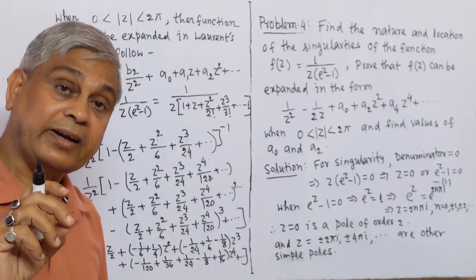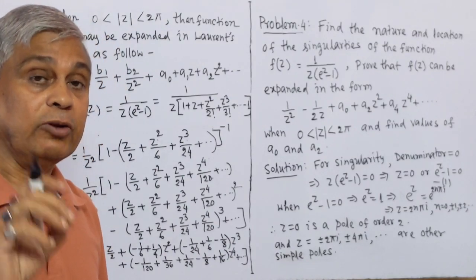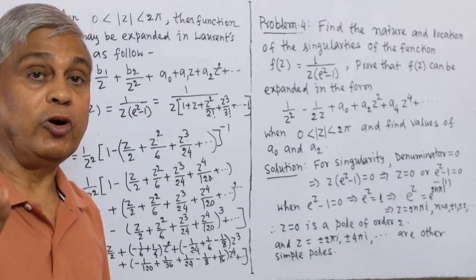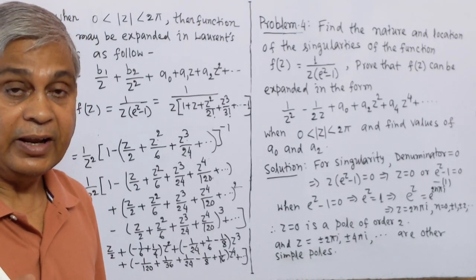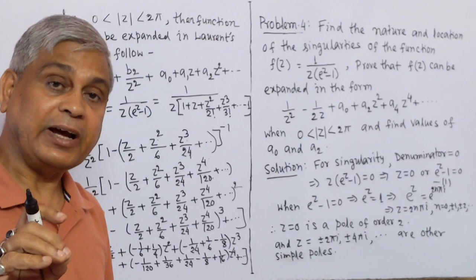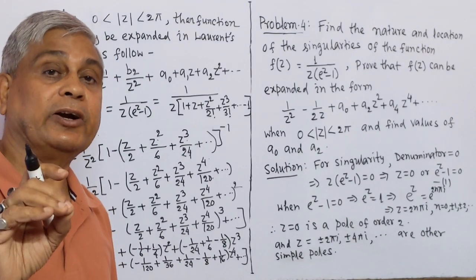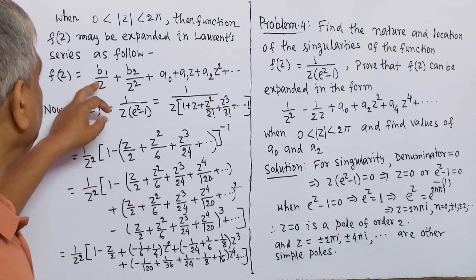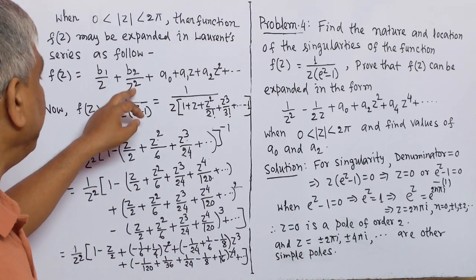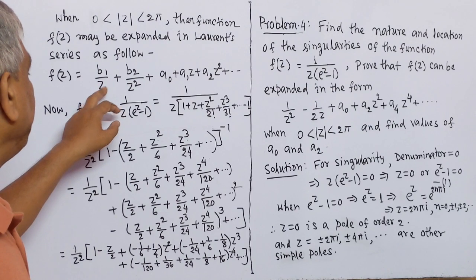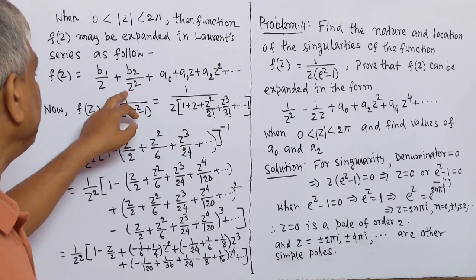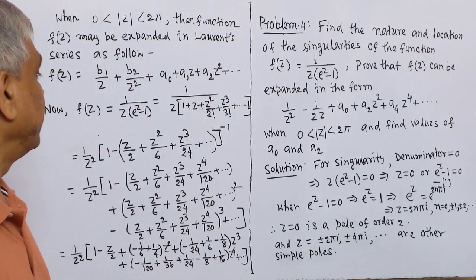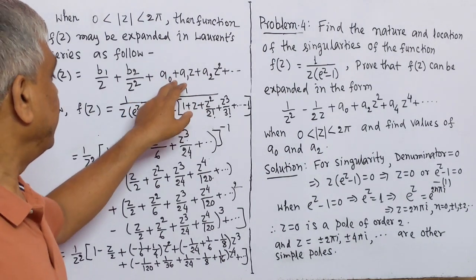We know that if z equal to 0 is a pole of order 2, then the number of terms in the principal part of the function will be 2. That will be b1 by z plus b2 by z square. Here z means z minus 0, and z square means z minus 0 whole square, plus other terms.